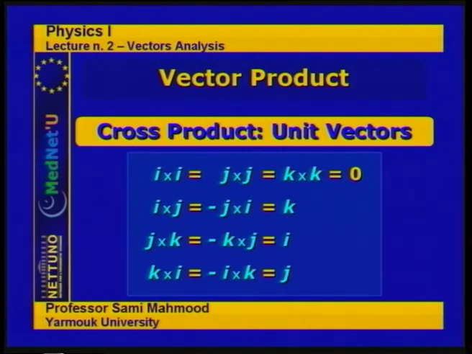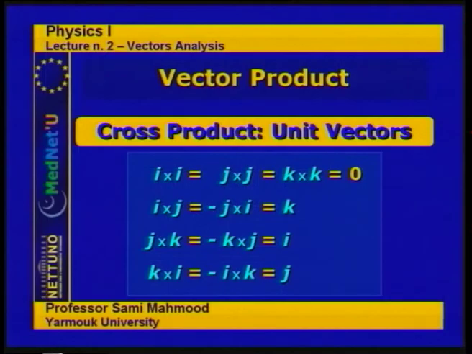And this is a consequence of the definition of the cross product, since, for example, I cross I is equal to the magnitude of I, the first one, which is 1, times the magnitude of I, the second one, which is also 1. So far we have 1 times 1, times the sine of the angle between I and I. The angle is 0, sine 0 is equal to 0. Thus, the cross product between I and itself is equal to 0. The same holds for J cross J and K cross K.